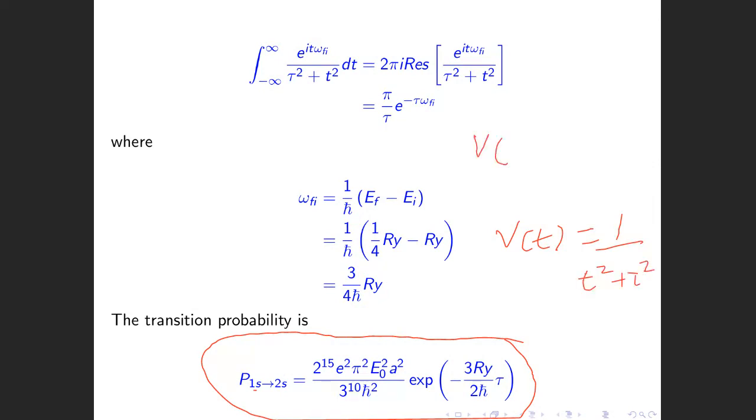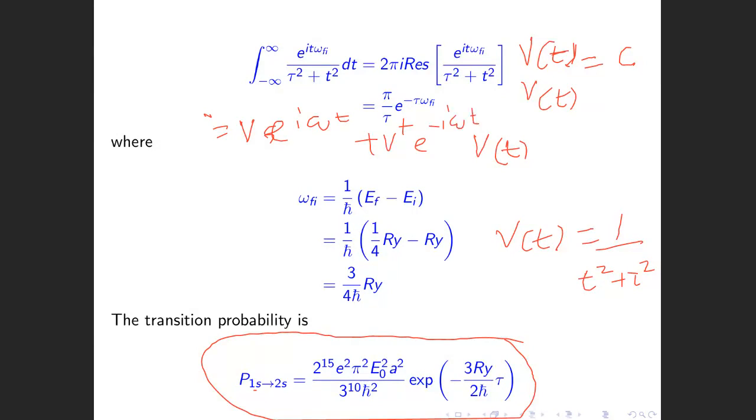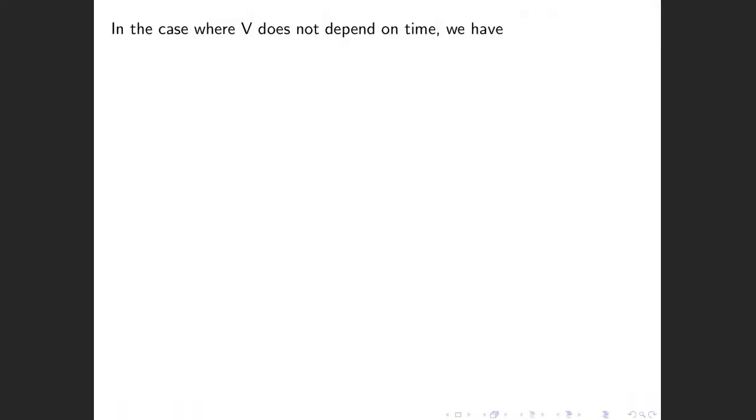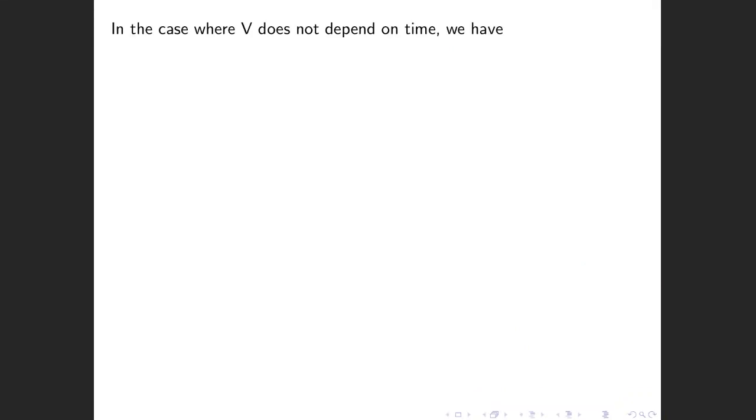So I will give you various examples, but for today we are only going to focus on the case where v of t is a constant, and also where v of t is just a sinusoidal function, so it might be v e to the i omega t plus v dagger e to the minus i omega t. These are the two cases that we will be considering next. Right. So let's start with the case where v is a constant.